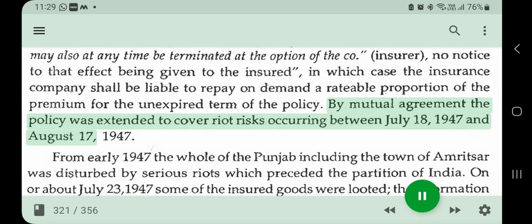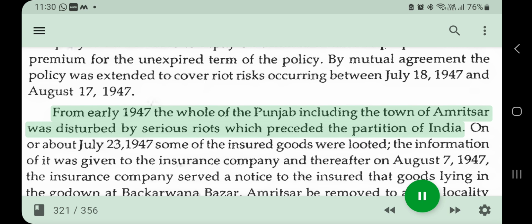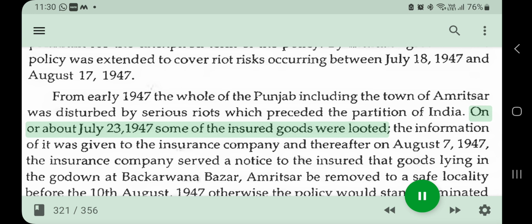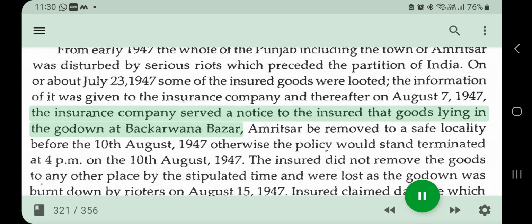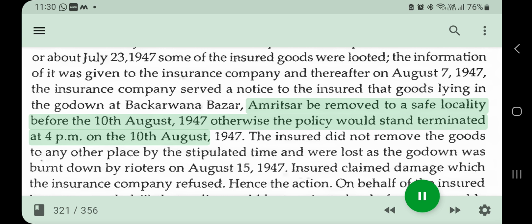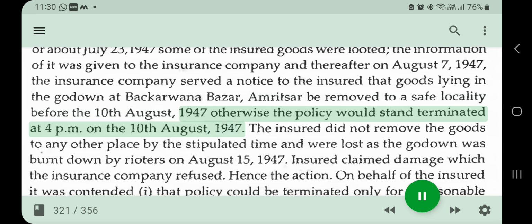By mutual agreement, the policy was extended to cover riot risks occurring between July 18, 1947 and August 17, 1947. From early 1947, the whole of the Punjab, including the town of Amritsar, was disturbed by serious riots which preceded the partition of India. On or about July 23, 1947, some of the insured goods were looted. The information of it was given to the insurance company, and thereafter on August 7, 1947, the insurance company served a notice to the insured that goods lying in the godown at Bakarwana Bazaar, Amritsar, be removed to a safe locality before the 10th of August 1947, otherwise the policy would stand terminated at 4 p.m. on the 10th of August 1947.